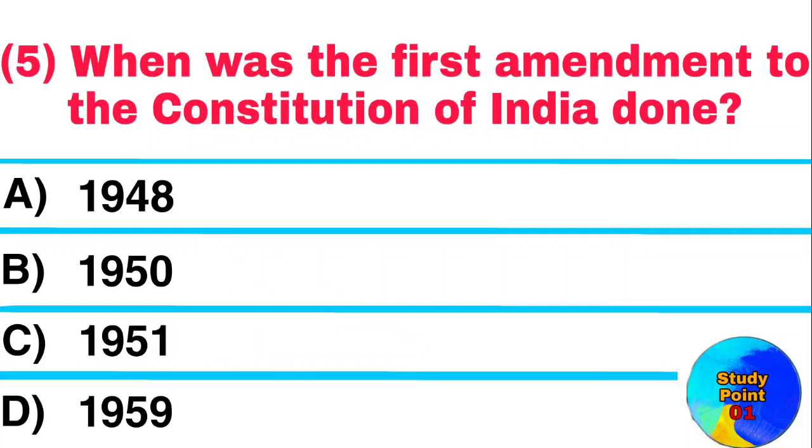Question. When was the first amendment to the Constitution of India done? A. 1948. B. 1950. C. 1951. D. 1959. Answer. 1951.